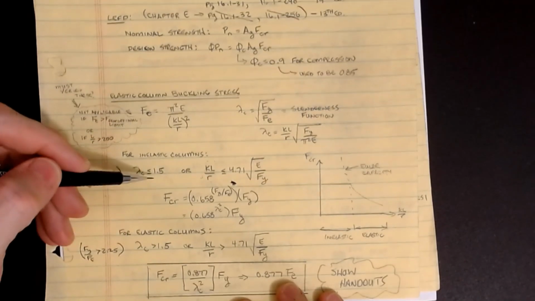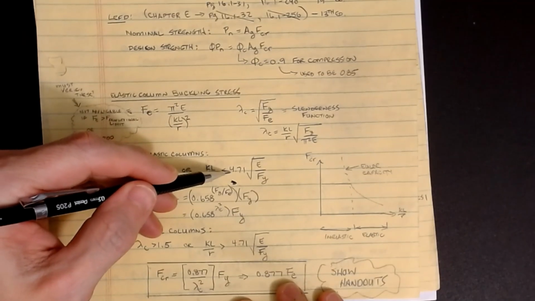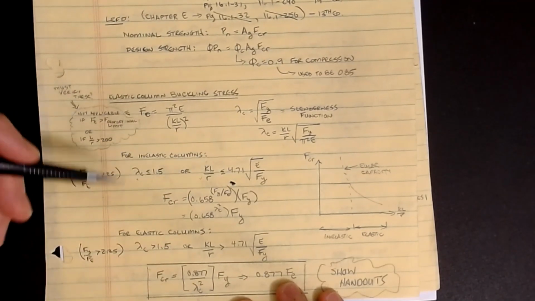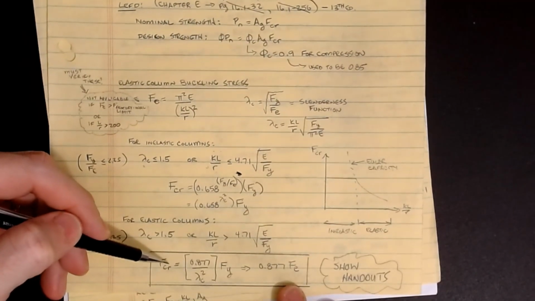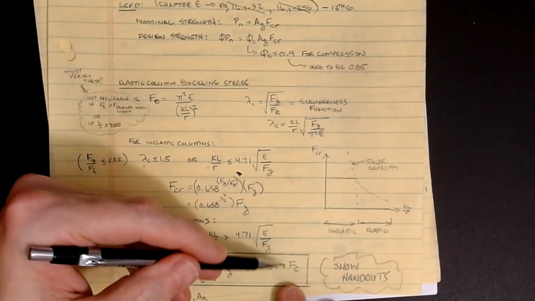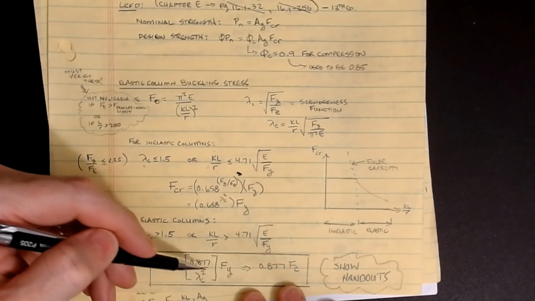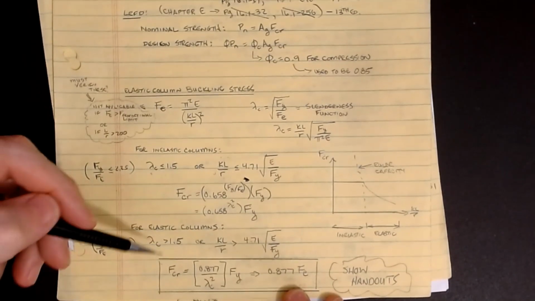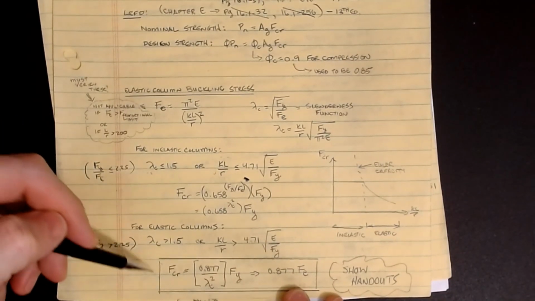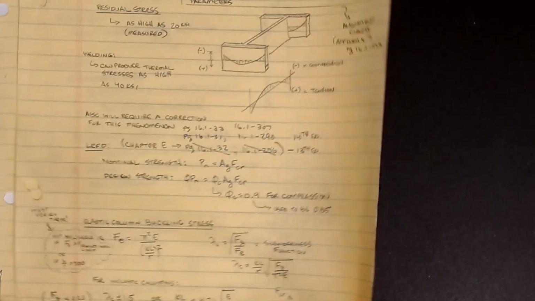Okay, so now if I'm over that 1.5 limit, or KL over R is greater than 4.71 square root of E over Fy, that's our elastic column equation, and that was the one that was 0.877 times Fe, or 0.877 over lambda c squared multiplied by Fy. Okay, so that's our basic critical stress for the elastic region. These are the two formulas I just showed you in the manual. So kind of a different way of writing it for what we're doing there.